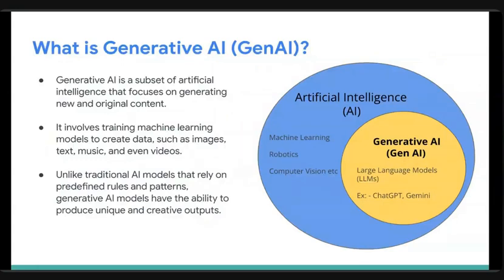Before talking about GenAI, let's talk about AI first. AI is a broad term that involves creating machines that can perform tasks that typically require human intelligence. This includes things like learning, problem solving, and decision making. It consists of robotics or computer vision or machine learning, etc. Machine learning is a more specific term and is a core part of AI that focuses on enabling machines to learn from data without explicit programming.